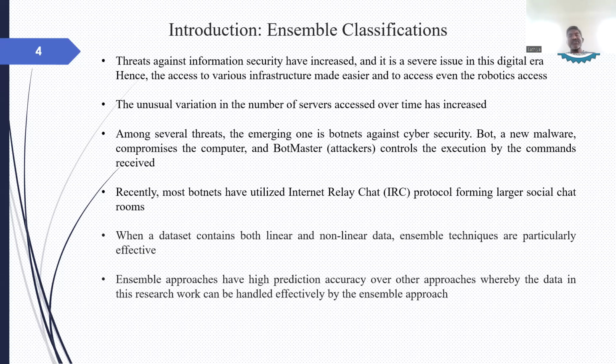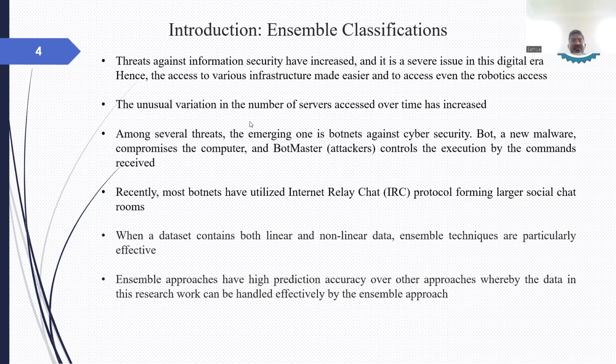So we are talking about ensemble classification and the threats we are addressing here. What is the threat in cybersecurity? Threats against information security have increased these days. In any sector or domain, cybersecurity is the biggest challenge for any organization. For example, we see daily awareness that some customer information has been compromised or used for some other purpose. This is the challenging area of cybersecurity, and this particular objective aims to resolve these kinds of issues.